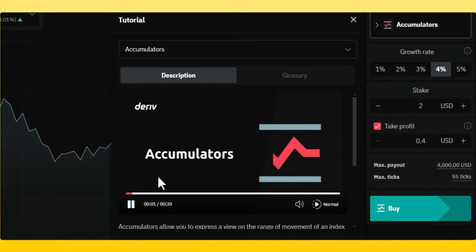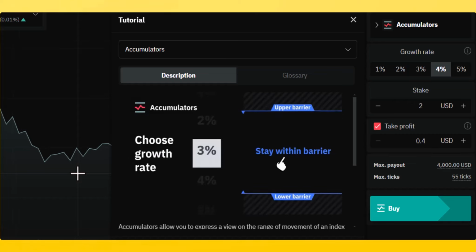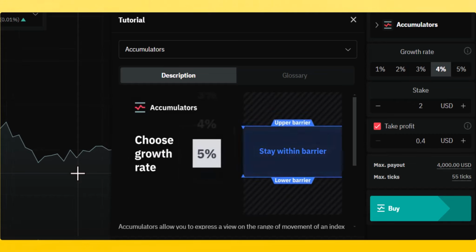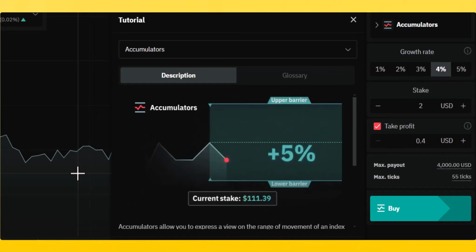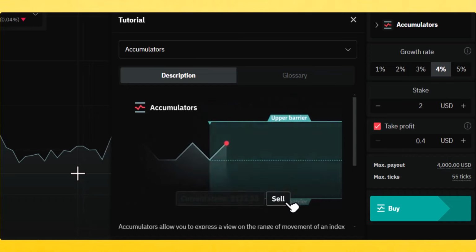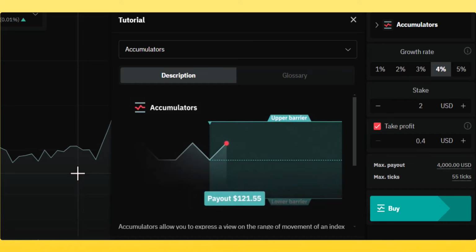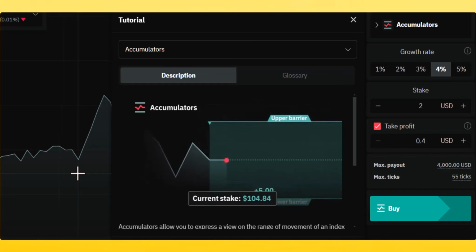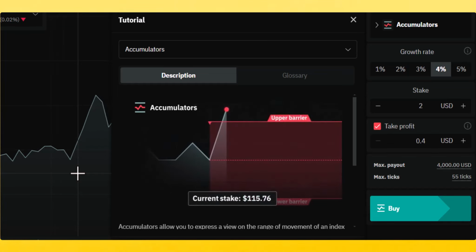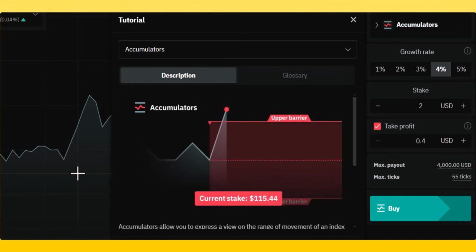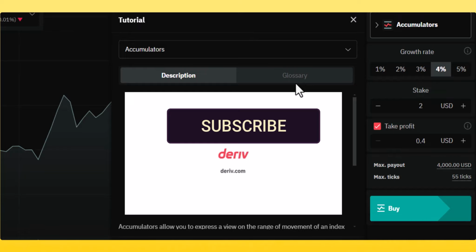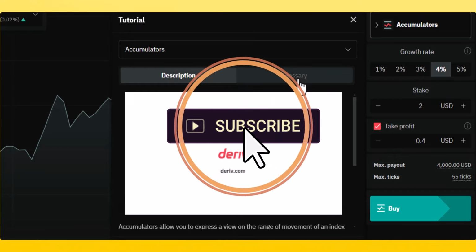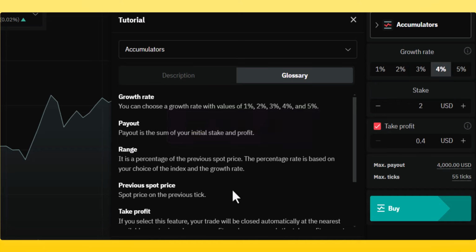With accumulators, you pick a growth rate to set upper and lower barriers. Your potential payout grows exponentially if the current spot price stays within the barrier set from the previous spot price. Close the trade before the price hits either barrier to keep your payout. If the spot price touches or breaches either barrier, the trade closes and you lose any unrealized gains, along with your initial capital.